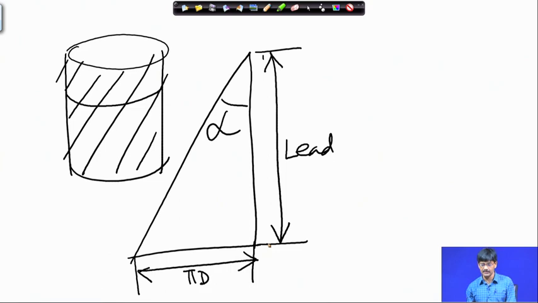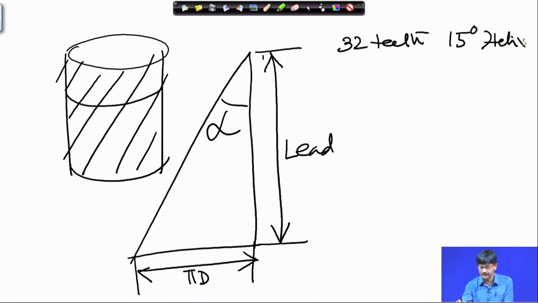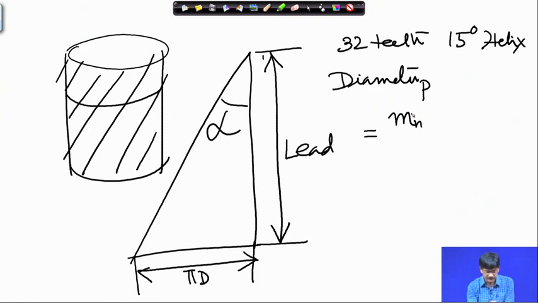Suppose the lead is given to us. If it is not given to us, something else must be given to us. Say you will be given something like 32 teeth, then maybe 15 degrees helix angle, all these things. First of all, we will be calculating the pitch diameter of the gear. What will this be equal to? Module will be given, normal module. Let me write down Mn is normal module.